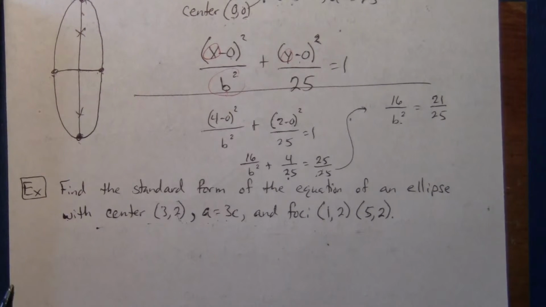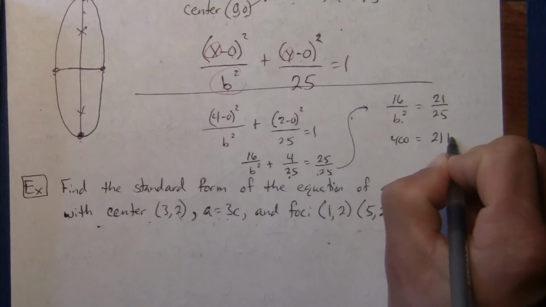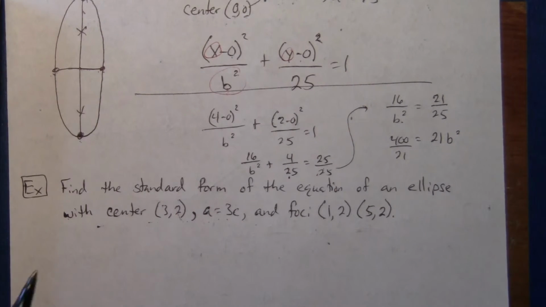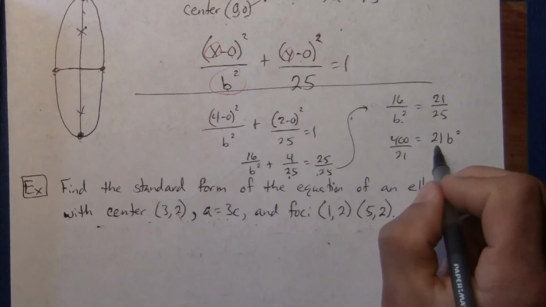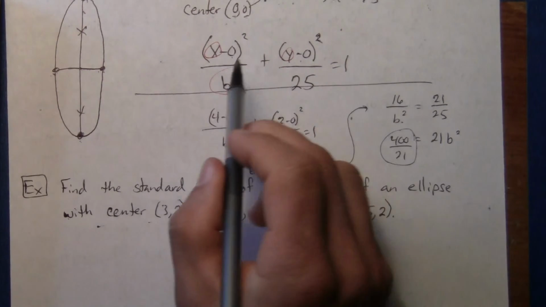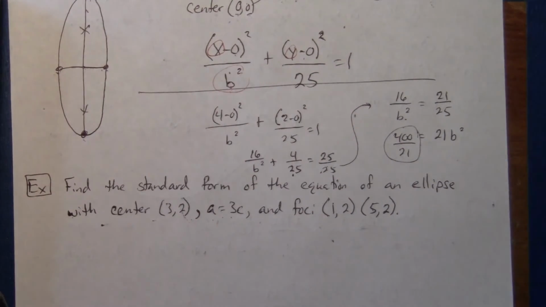You've got 16 times 25, which gives you 400, is equal to 21b squared. Divide both sides by 21, and chances are that that's not going to go in evenly, and if it doesn't, that's fine. It doesn't have to. My b squared value is 400 over 21. So when I write my answer, since it's an equation, I'm not going to put a fraction down here. I'm going to do this instead.